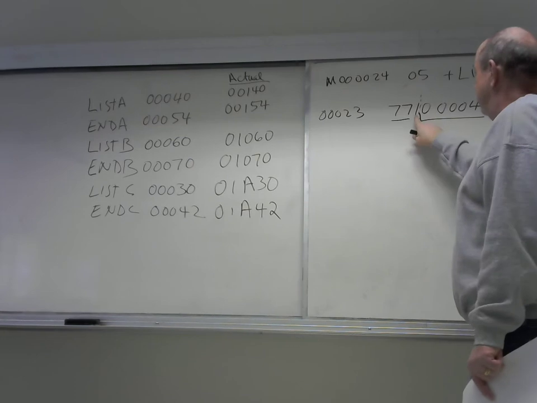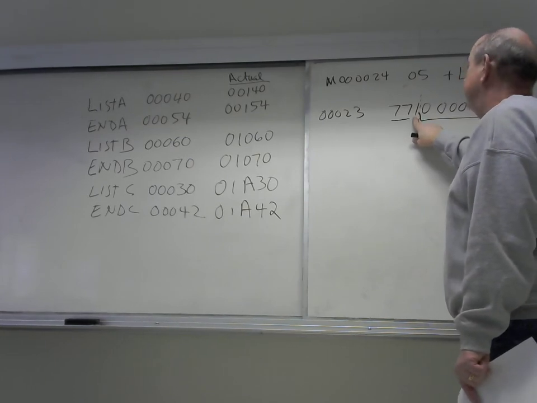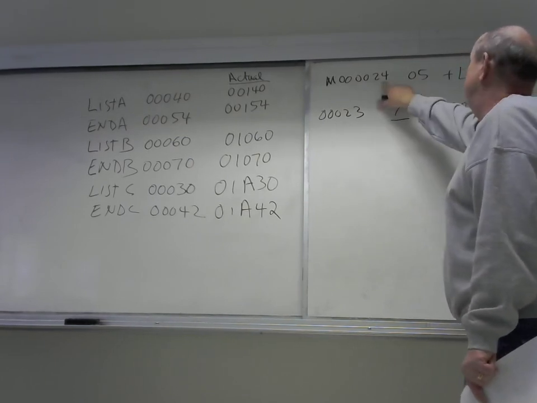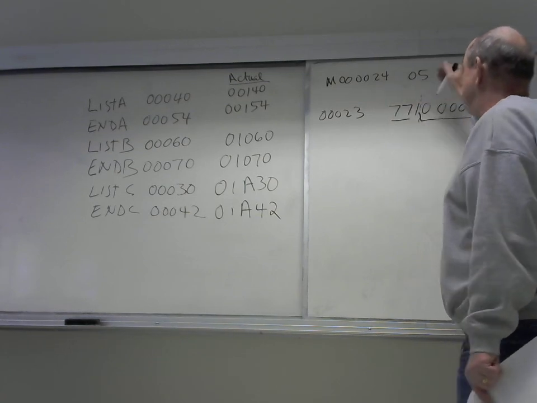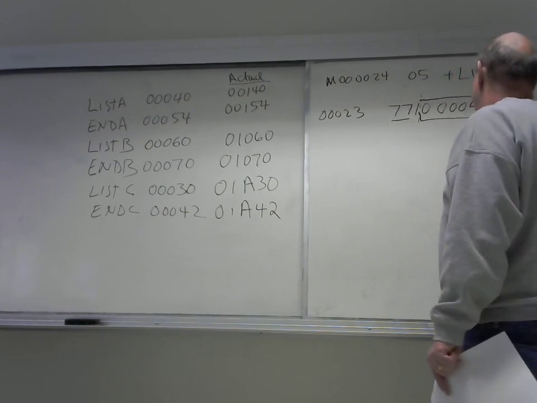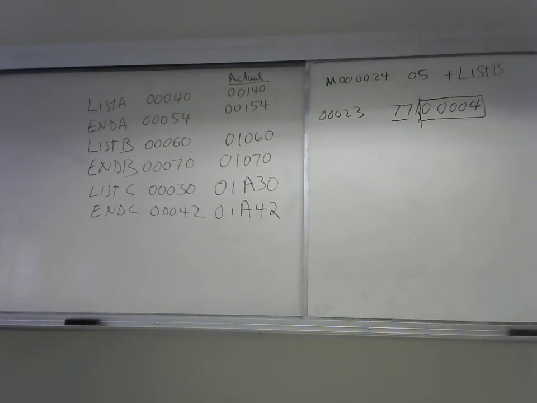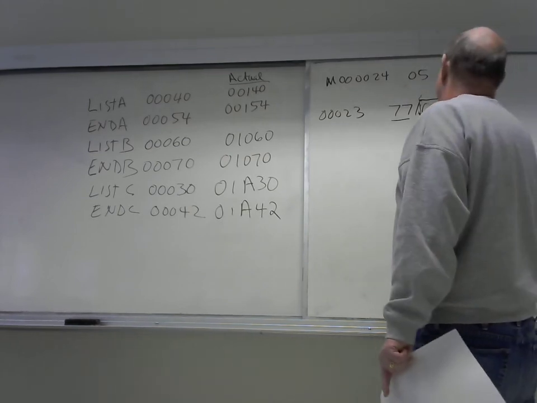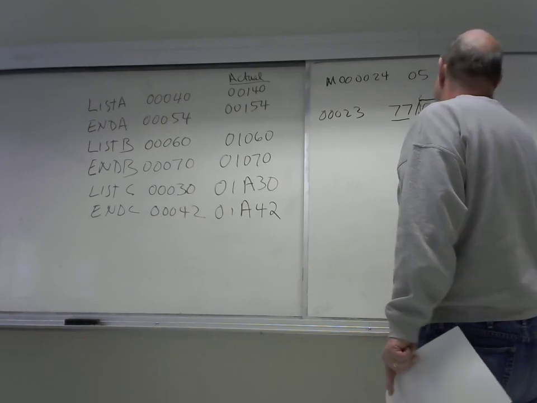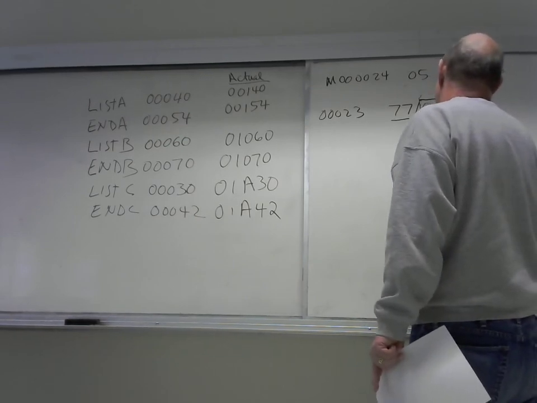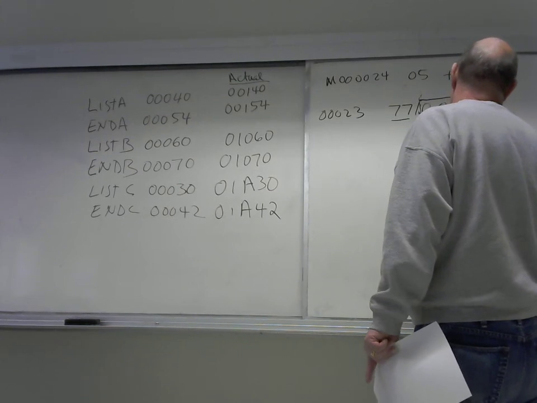Okay, so go to 23. Go to 24 and take 5 half bytes. Well, because you're taking half bytes, you take the second half. So the 1, understand that 1 is a nibble. It's half a byte. It's 4 bits. So you start there and you add plus list B. So you have 7710106.